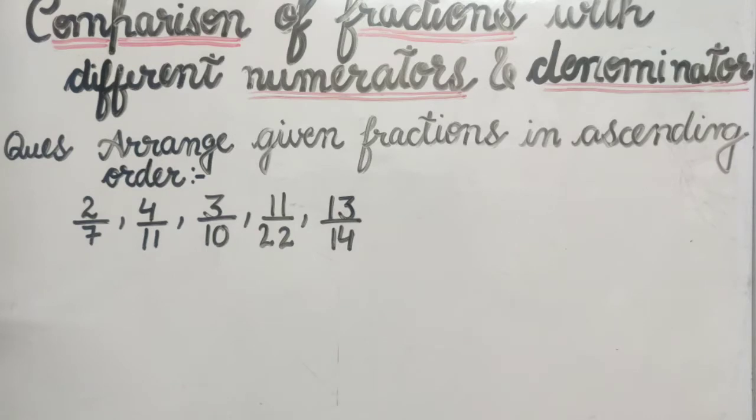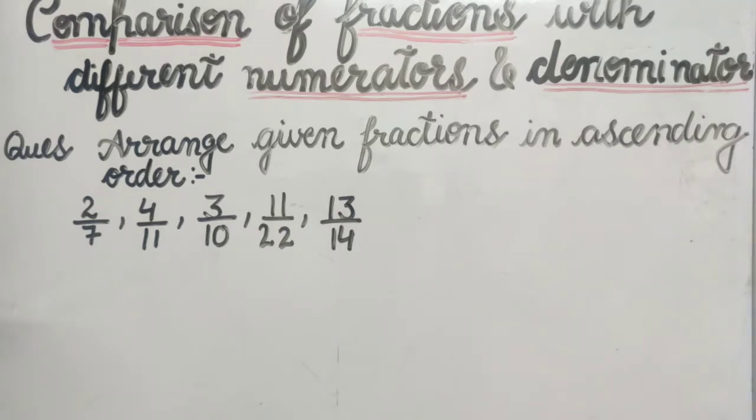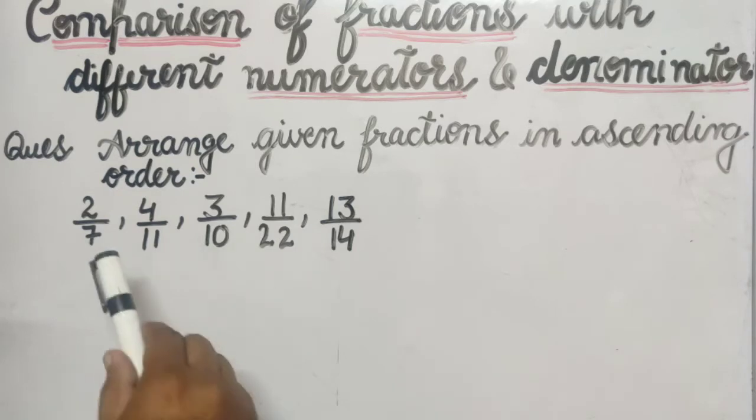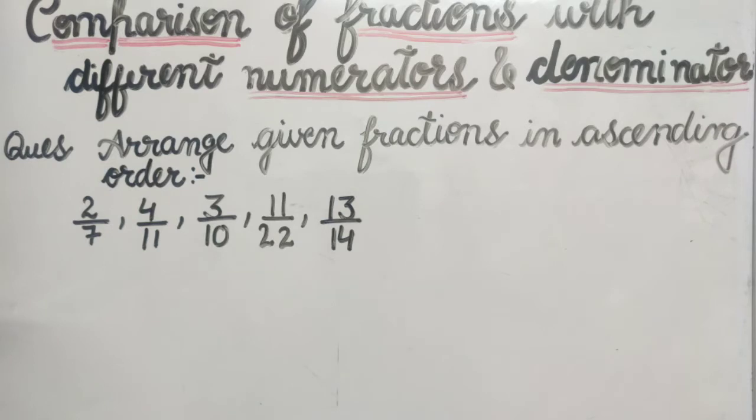Students, numbers are said to be in ascending order when they are arranged from the smallest to the largest number. So let's understand it. Students, the first step is we have to find the LCM of the denominators of all the fractions. What we have to do? We have to find the LCM.